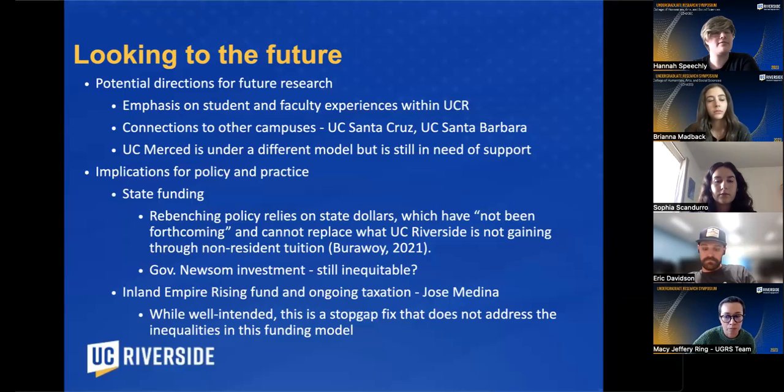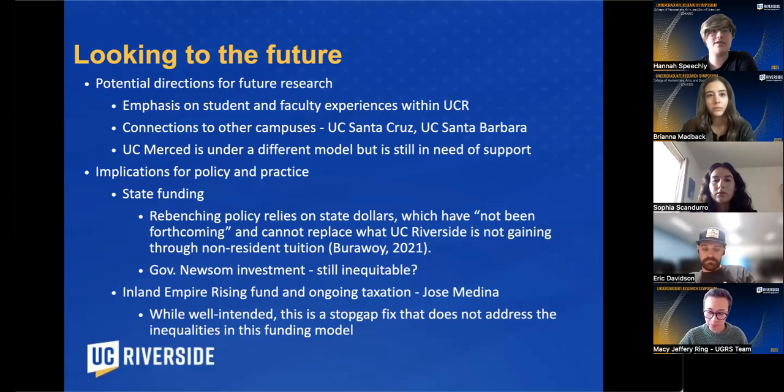The rebenching policy relies on state dollars, which aren't really existent right now. That can't replace what UC Riverside isn't getting because we're not getting non-resident tuition. How are we supposed to get what's not there? Right? The second is Governor Newsom has been putting forward a lot of investment after the pandemic.